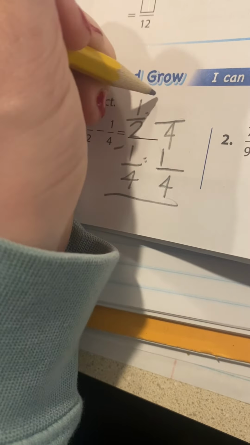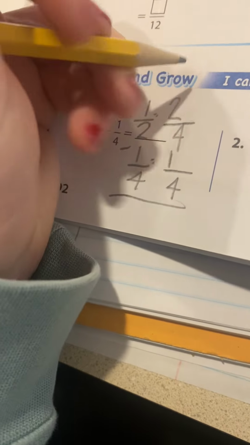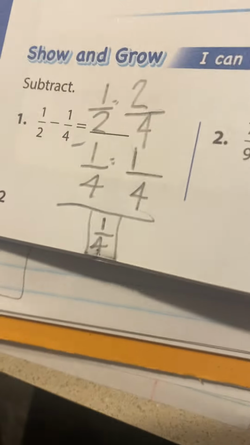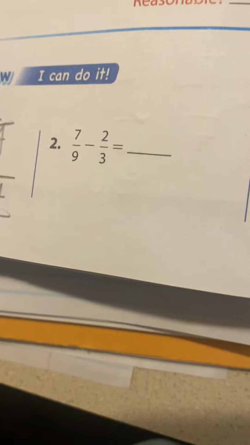So 4 times 1 is 4. 1 times 1 is 1. 2 times 2 is 4. 1 times 2 is 2. And then 2 minus 1 would be 1/4. 1 is a prime number, so it's already simplified. And then we will just do this one, 7 9ths minus 2/3.